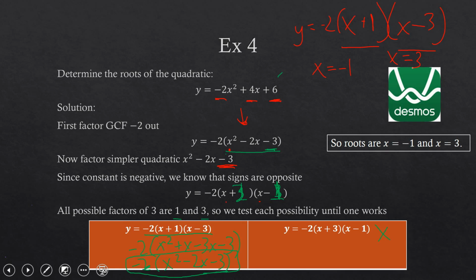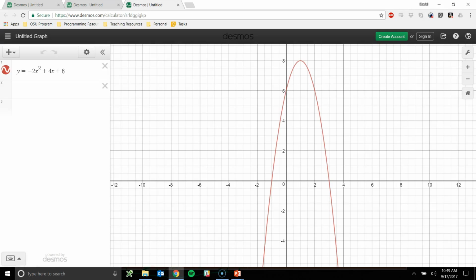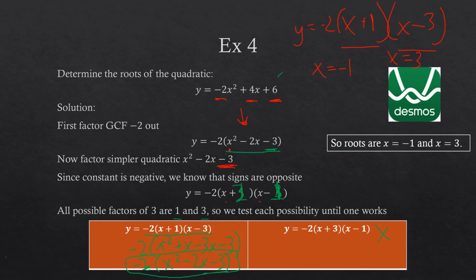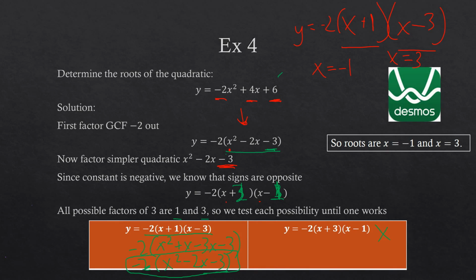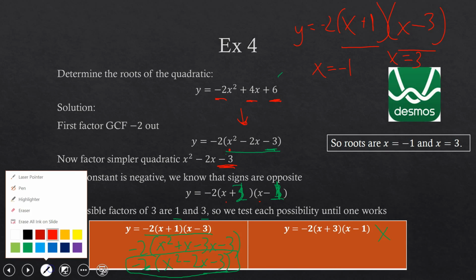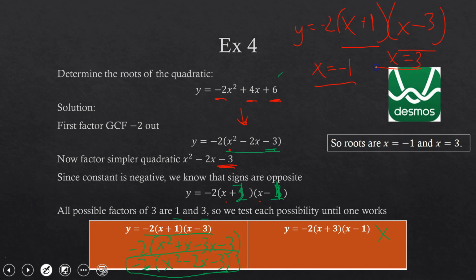And let's go ahead and take a look at Desmos to see if that's true or not. So there's our original equation, negative 2x squared plus 4x plus 6, and we're going to see what its x-intercepts are. Negative 1 and 3 are the x-intercepts, and let's just check that that's what we had earlier. Yes, negative 1 and 3 are the answers that we got. So they match up with the graph.